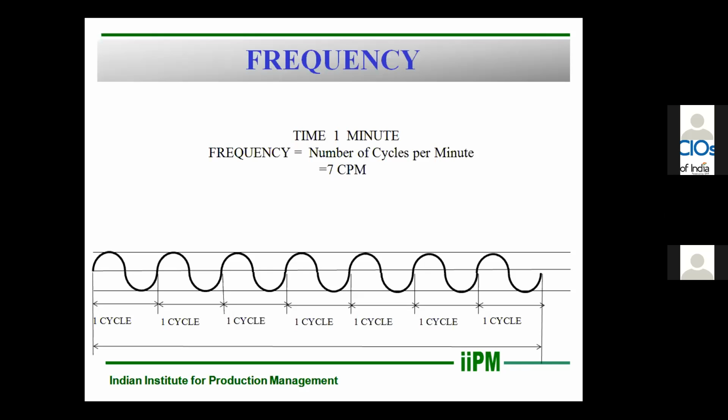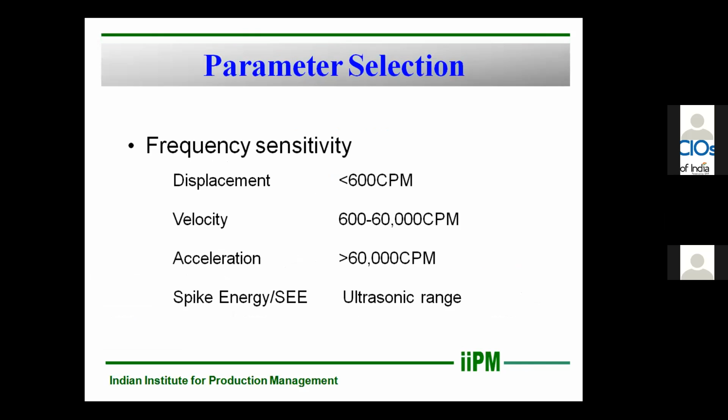Which unit we should take for measuring vibration, displacement, velocity or acceleration, all depends upon the RPM of the machine. Suppose a machine is running at less than 600 RPM, then we should take displacement, because below 600 RPM very little vibration in terms of acceleration or velocity is produced.